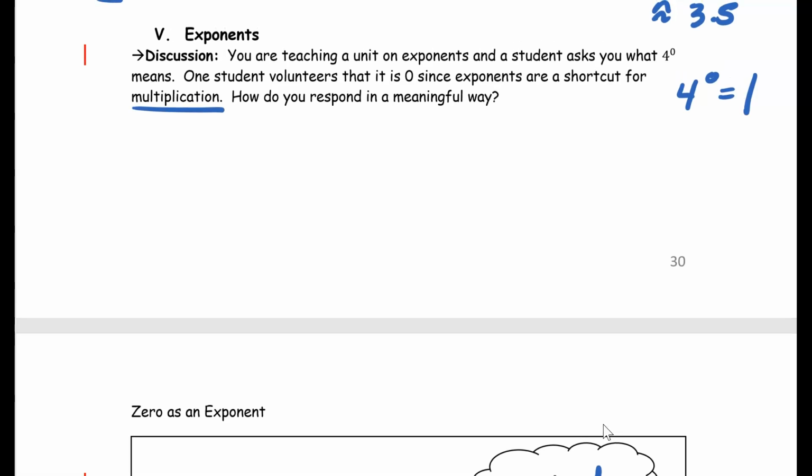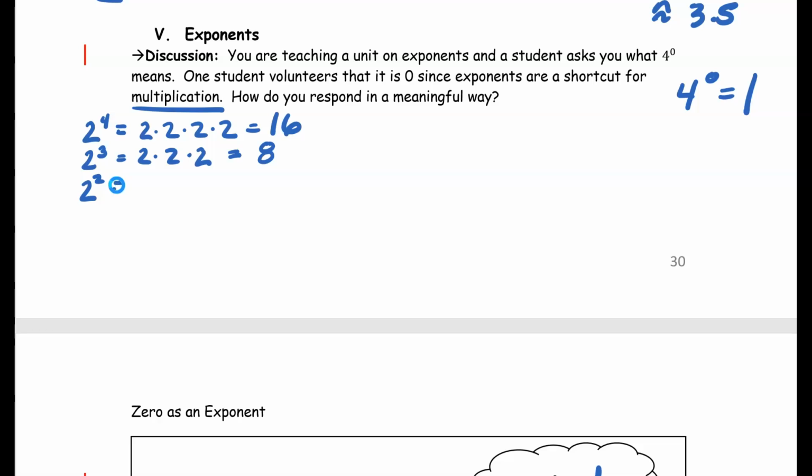I think the best explanation that I can come up with that I think is reasonable for kids is just to use a pattern. So take for instance 2 to the 4th power. Let's write that out. 2 times 2 times 2 times 2, you end up getting 16. 2 to the 3rd power, 2 times 2 times 2, 2 times 2 is 4, times 2 is 8. I'm only a math teacher, but I can't multiply. 2 to the second power is 2 times 2, which is 4.